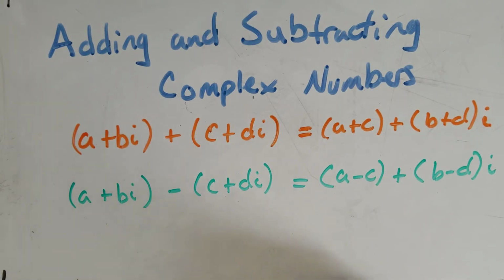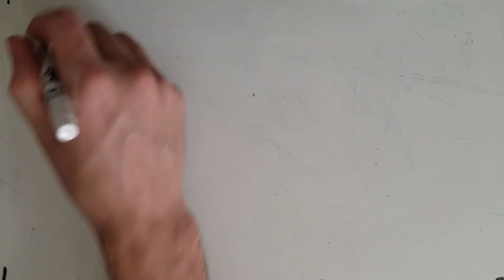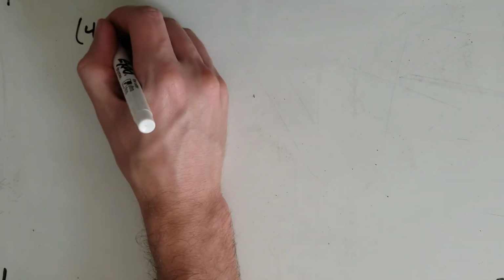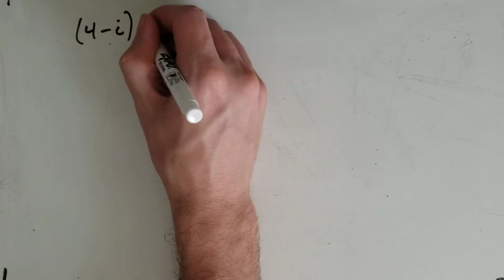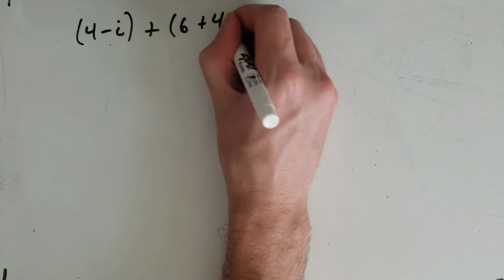So let's go ahead and do a few examples of these so you can see this in action, then you can try some on your own. So our first example, we have the complex number 4 minus i plus the complex number 6 plus 4i.